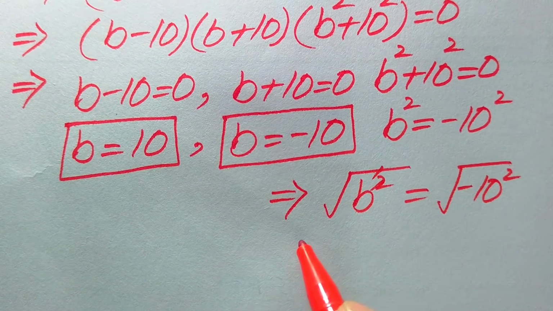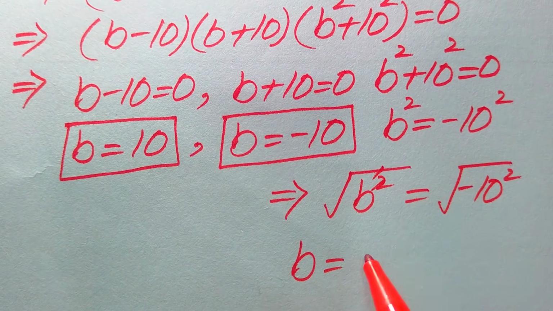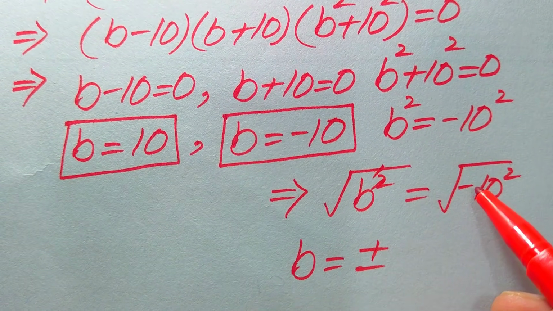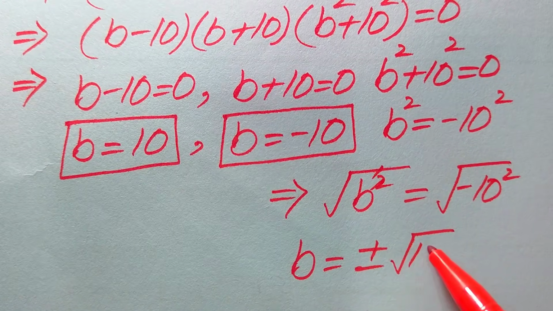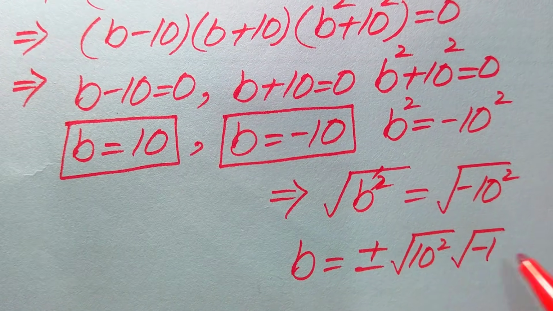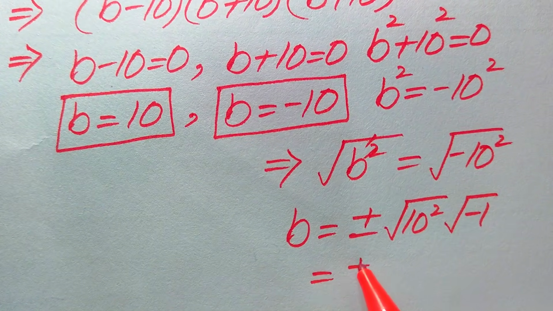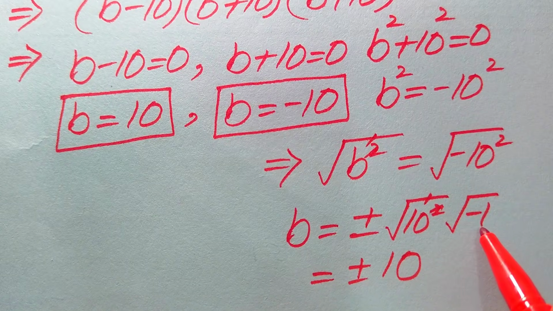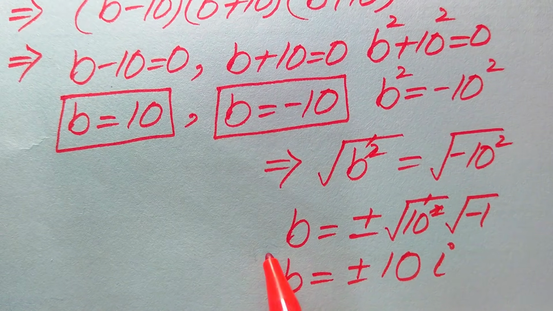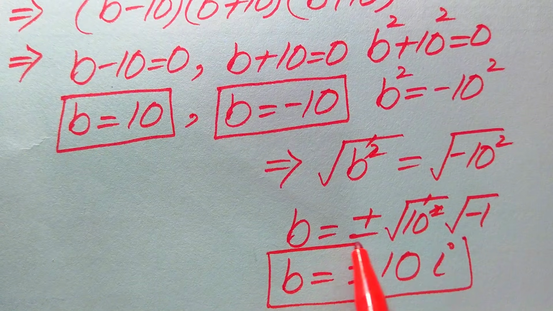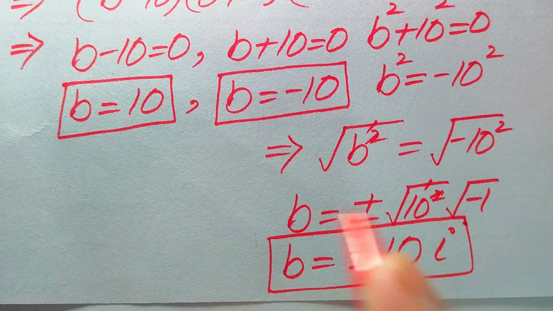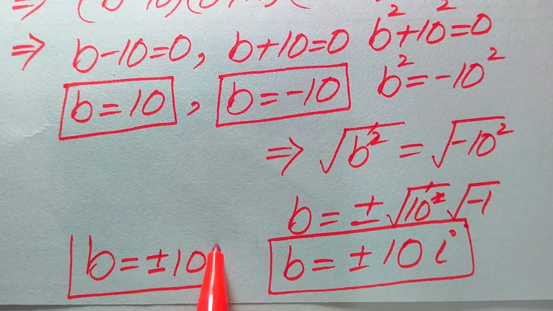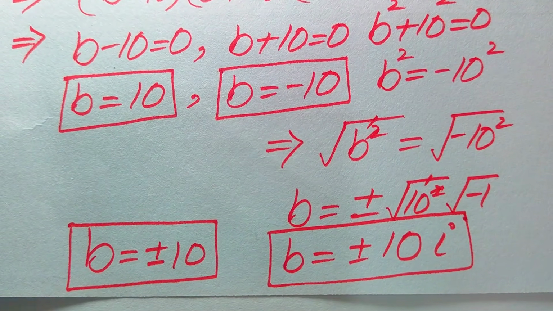So this 2 and this square root are gone, and we get b equals, here we apply the square root on both sides, so we write a plus minus sign, and you see that a negative sign appears inside the square root. So we first break this square root in this way, and now this 2 and this square root are gone, and we get 10. Further, the square root of minus 1 equals iota. So these are the two complex roots of the given equation, and from here we get b equals plus minus 10 as the two real roots of the given equation.